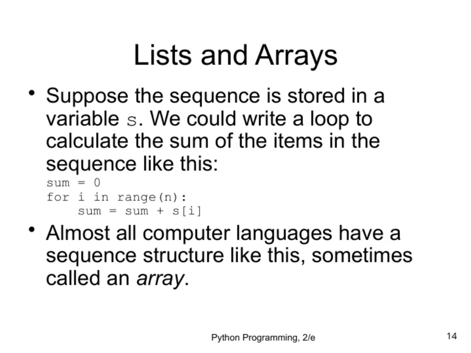Suppose the sequence is stored in a variable called S. To calculate the sum of all the items in this sequence, we can write a simple loop. First, we initialize a variable called sum to 0. Then, we use a for loop to iterate over the range of n, which is the length of the sequence. Inside the loop, we add each item Si to the sum.